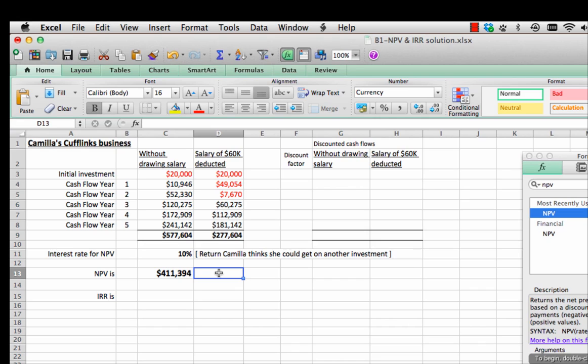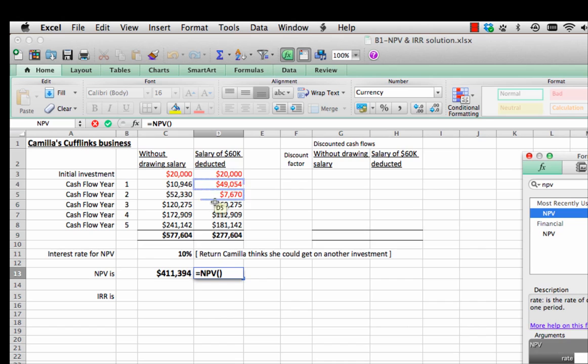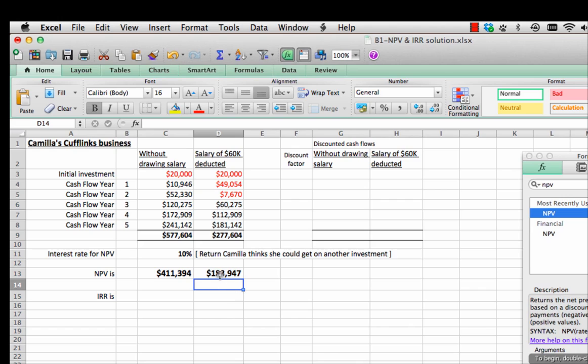Similarly, if I want to check the other lot of cash flows where Camilla is drawing a salary, so she's taking some money out of the business, similar idea, use the NPV formula, select my interest rate, and by the way I could have made that a named variable, could have been a good thing to do. Select the range of cells that holds the cash flows, and I get my answer.